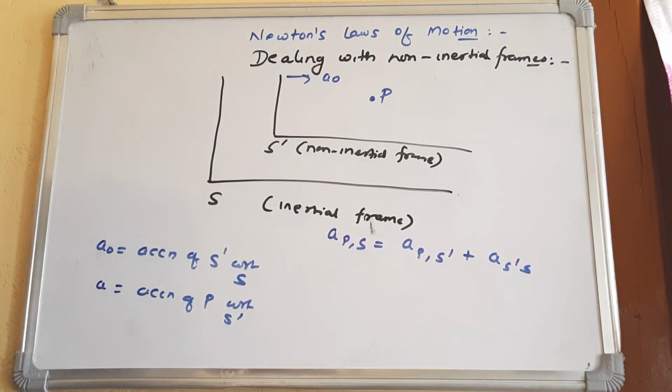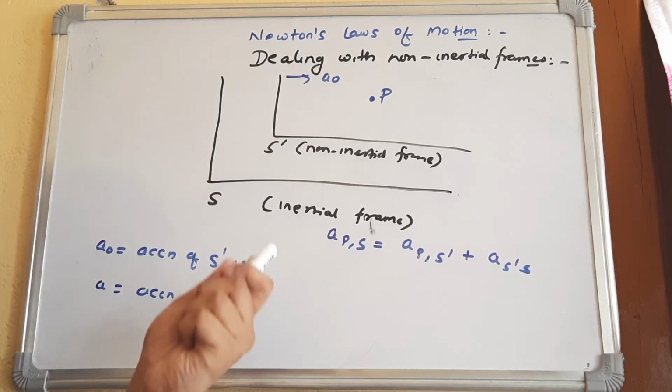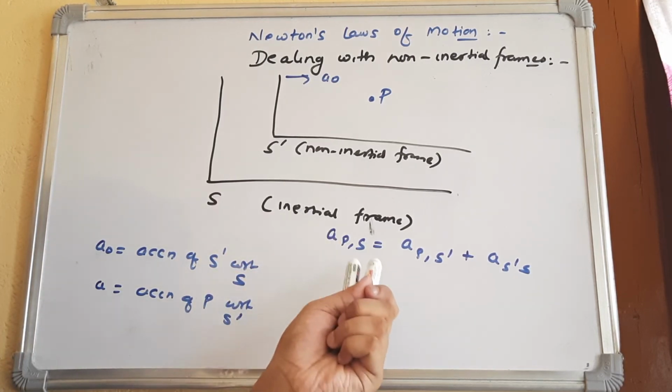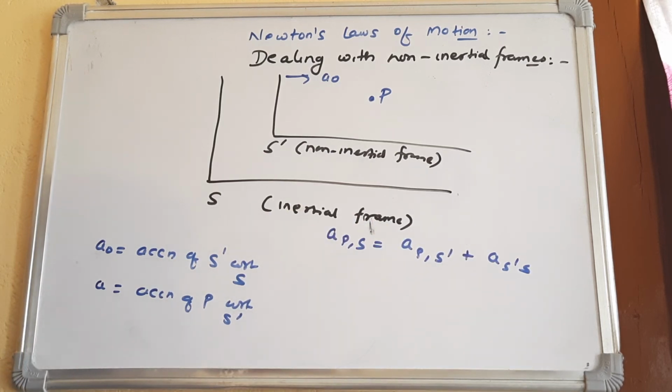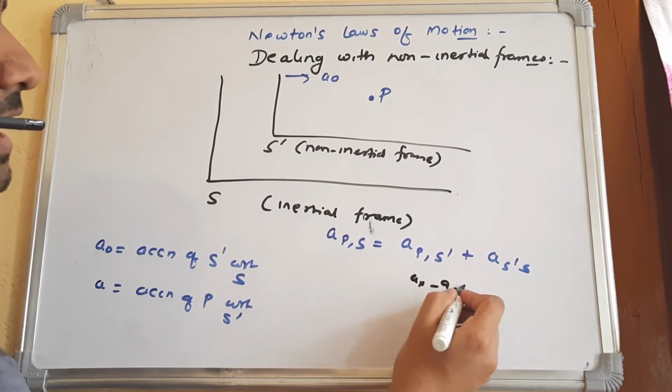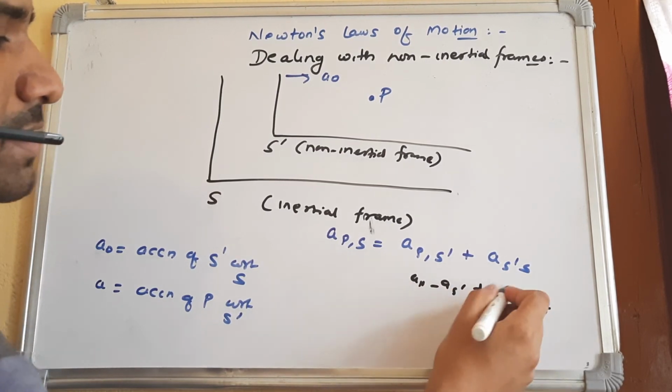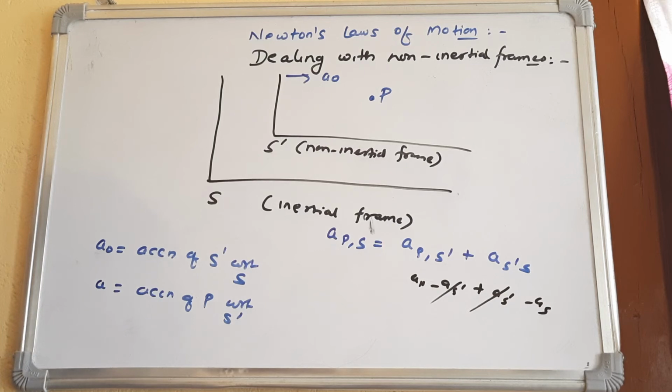Correct? Acceleration of P with respect to S is equal to acceleration of P with respect to S dash plus acceleration of S dash with respect to S. Correct? You can relate it like this. This is AP minus AS dash and this is AS dash minus AP, relative concept. And this is APS, right?